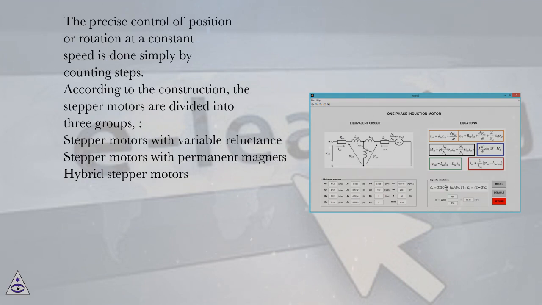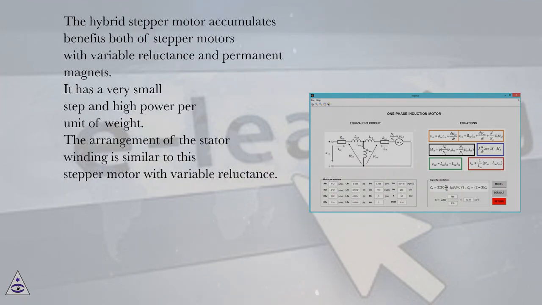Stepper motors with variable reluctance. Stepper motors with permanent magnets. Hybrid stepper motors. The hybrid stepper motor combines the benefits of both stepper motors with variable reluctance and permanent magnets. It has a very small step and high power per unit of weight.